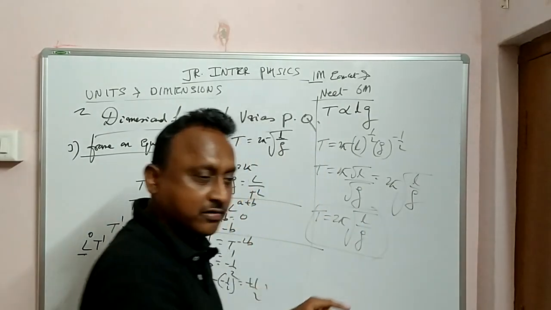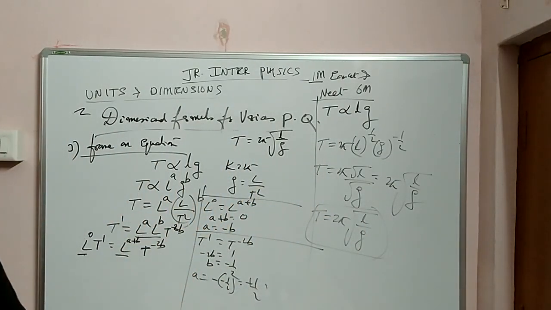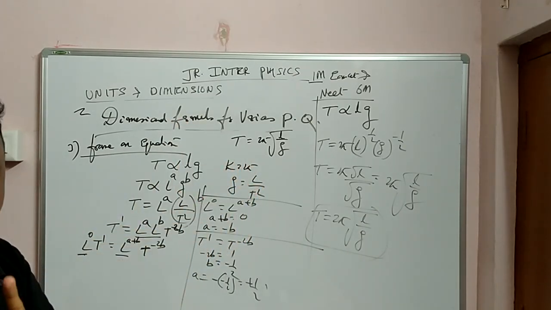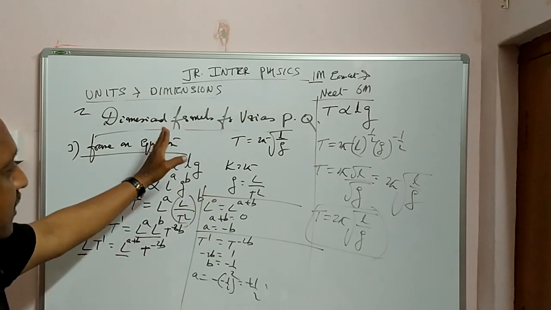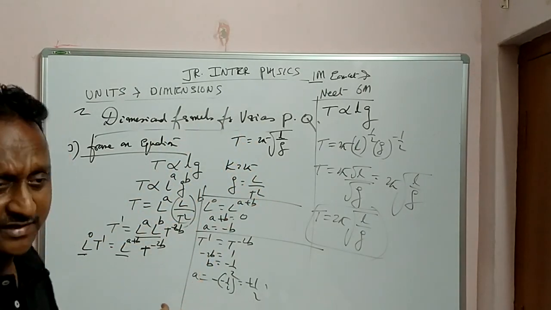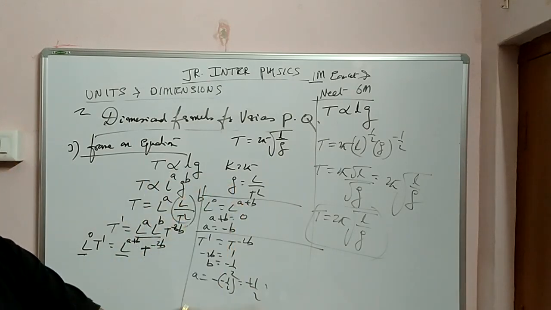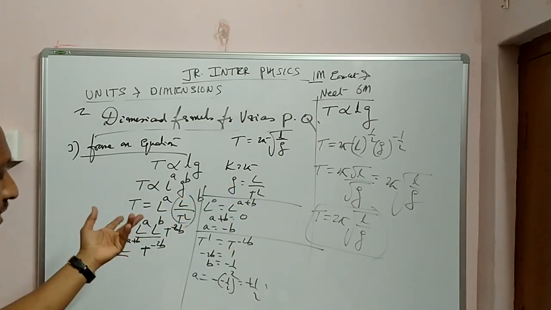So this is the third use of dimensional methods. First one is checking the formula, whether the formula is right or wrong. And one more thing, you can frame an equation now. And you can change the systems from one system to another, MKS to CGS, CGS to MKS. So these are the things.